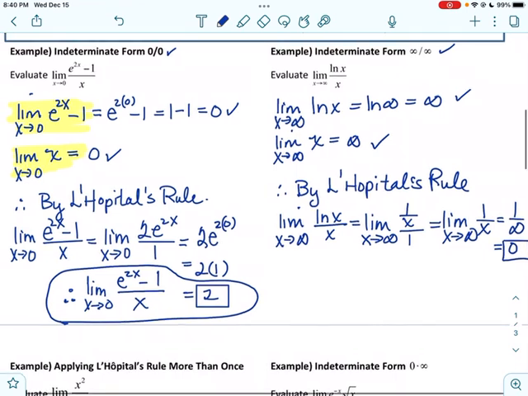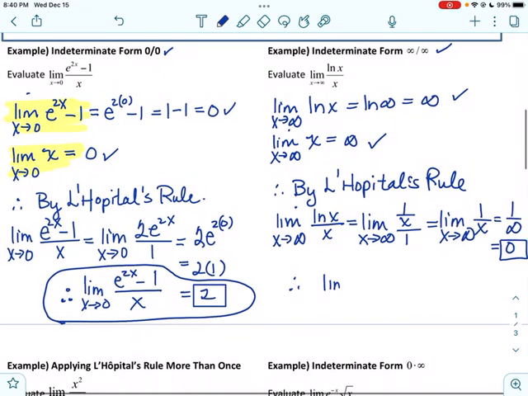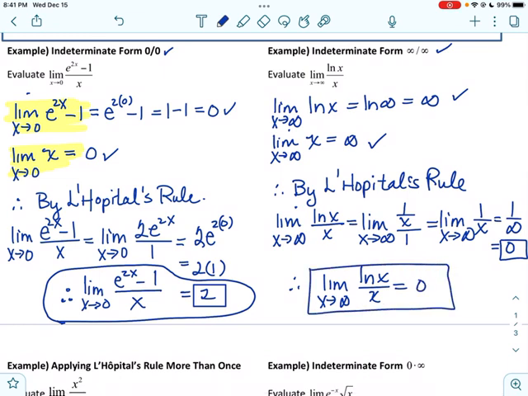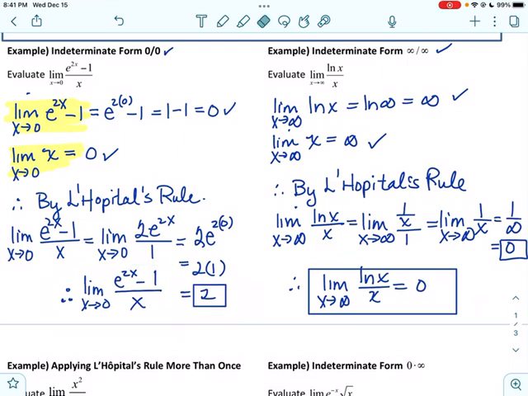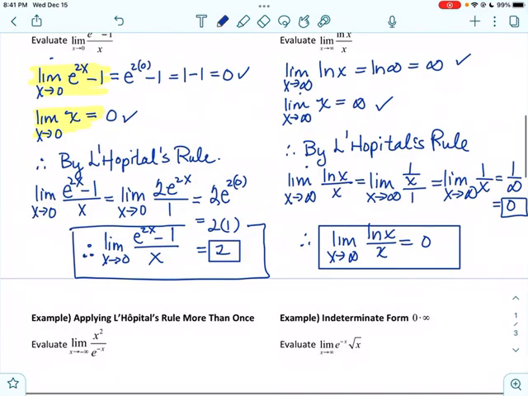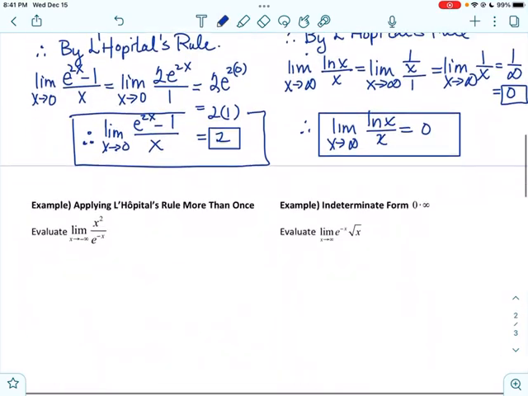So we could say, therefore, the limit as x approaches infinity of ln of x over x is equal to 0. And there you have it. Okay. So let me fix this one here and make it a little bit neater anyhow. Okay. So example 1 and 2, let's move on.